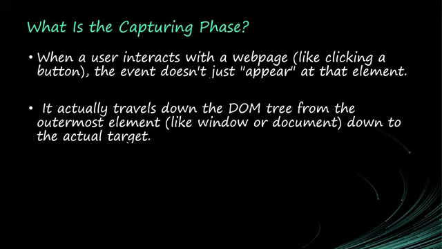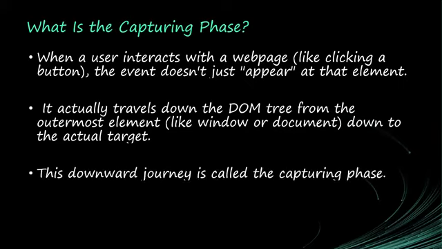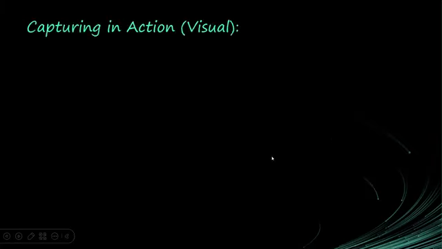It will bubble back. So when it's coming down the DOM tree to the target element, it is called the capturing phase. When it hits the target element, it is called the target phase. And then it bubbles back and travels back to the top of the DOM tree. So this downward journey is called the capturing phase. Let's take a look at capturing in action.